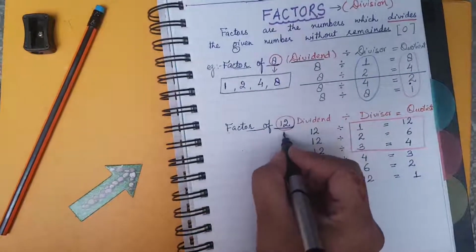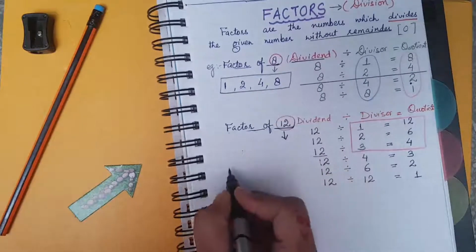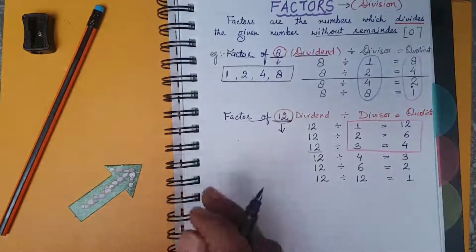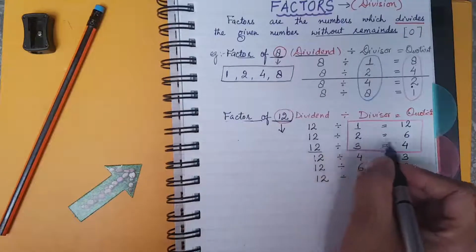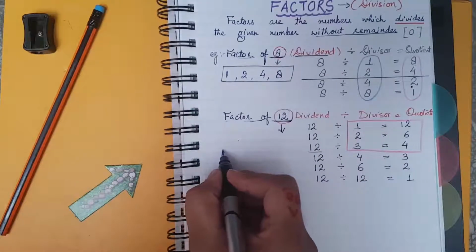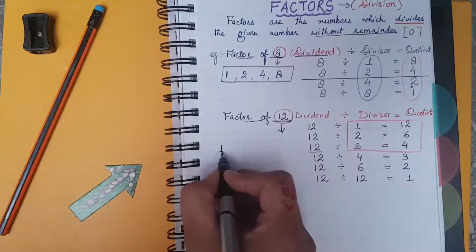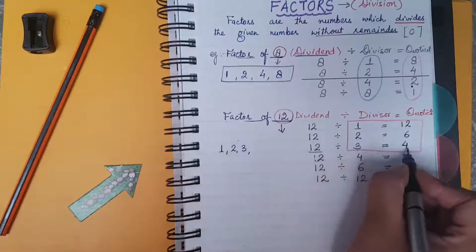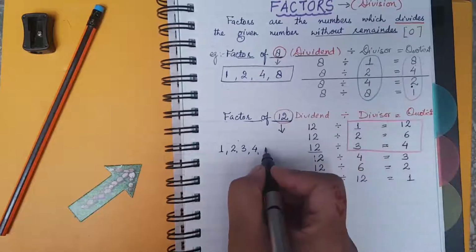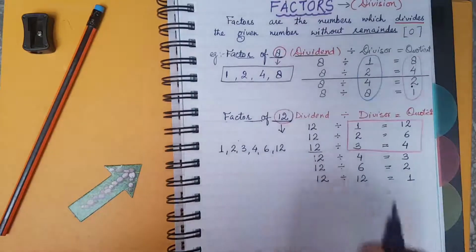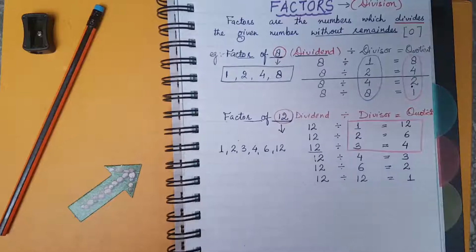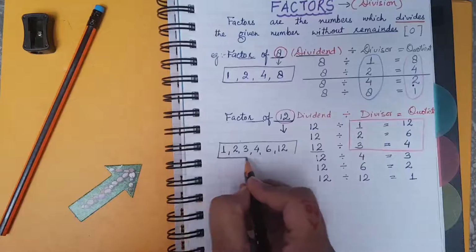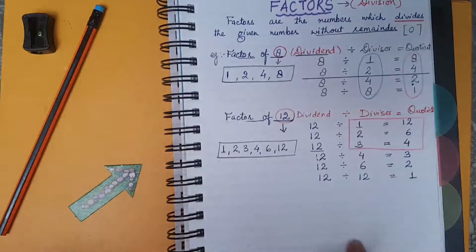So what are the factors of 12? You can see all the factors are in this pink box, as I just explained to you. So we'll write all the factors of 12 in increasing order: 1, 2, 3, after that 4, then 6, and then 12. So these all are the factors of 12. Okay, I hope it is clear to you all.